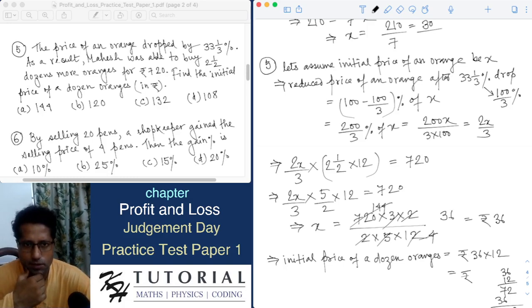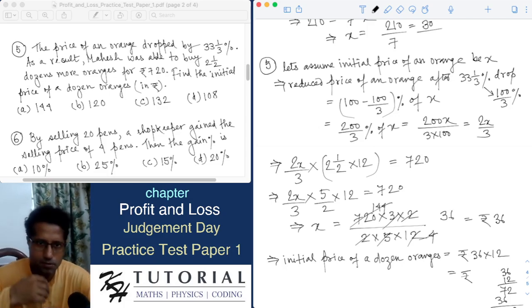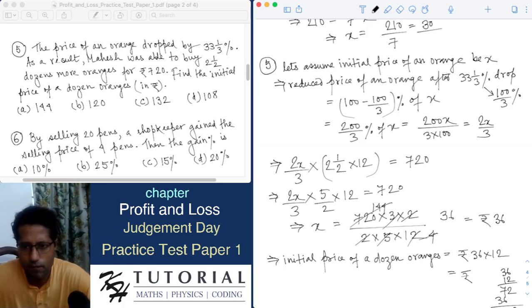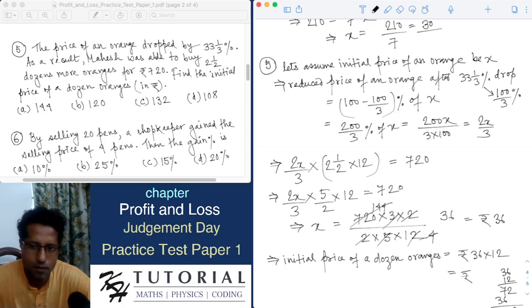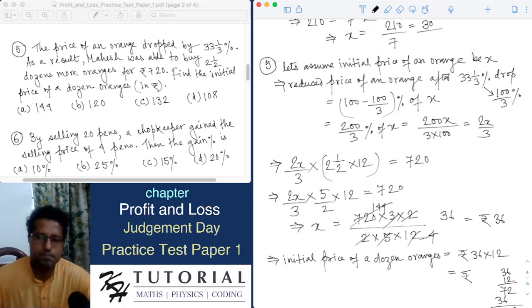Now, it is said that Mahesh was able to buy 2.5 dozens more oranges for 720. So this means that the price of 2.5 dozens based on the reduced price should be 720. So we have 2x by 3 as the reduced price of one orange. That multiplied by 2.5 multiplied by 12 is equal to 720.